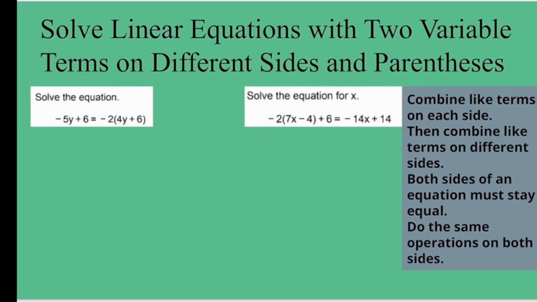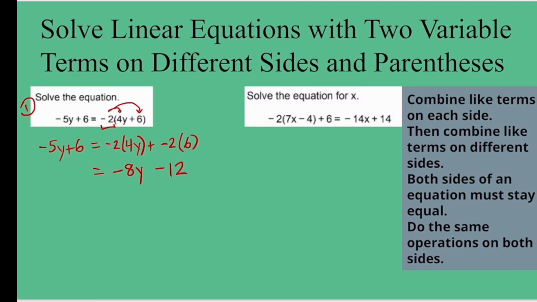So if we do this question on the left, let's call that problem 1. There's parentheses on the right side, so that -2 is going to be multiplied. My left side is going to stay the same. My right side, that -2 has to multiply everything: -2 times 4y. And then I'm going to take that -2 and also multiply it by that 6. On the right side, I'm going to get -8y plus -12.